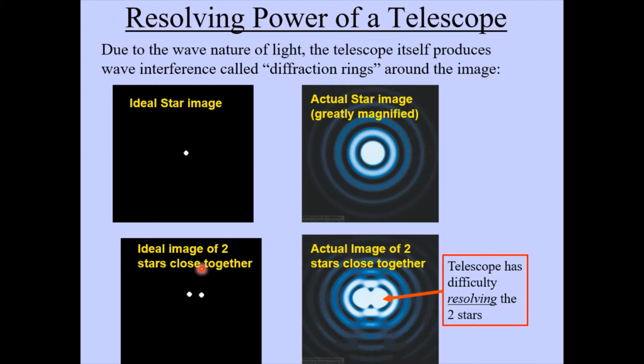What happens here is if we have two stars that are very close together in the sky in our image, these two stars may actually blend together through the telescope because of these diffraction effects. In other words, the telescope can no longer resolve these two stars. They're blurred together as a single image.